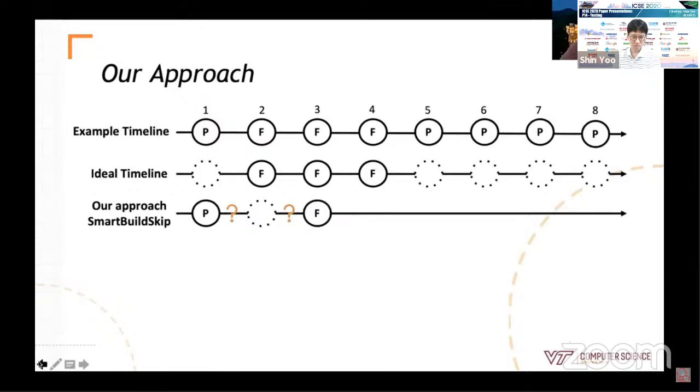In this example, our approach incorrectly predicts build 2 to pass, but we capture the failure one build later. Because build 3 is an executed failing build, our approach determines all subsequent builds as failing builds and executes them until it finds a passing build, which is build 5. This time, let's say the predictor predicts the remaining builds to pass and we skip the last 3 builds.